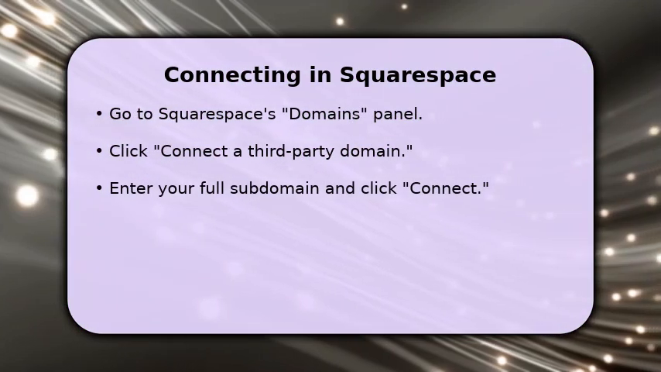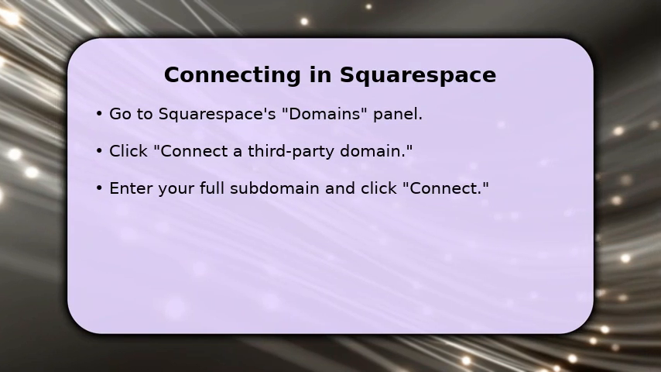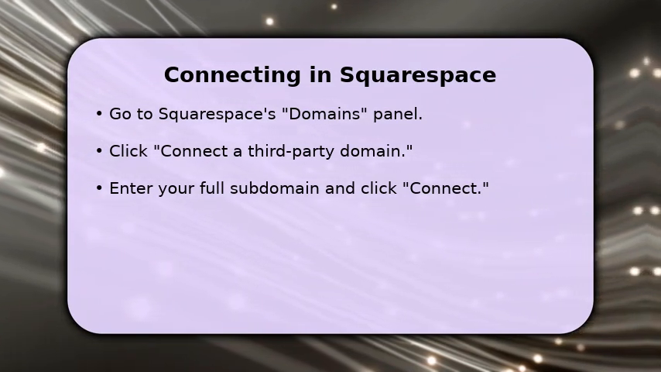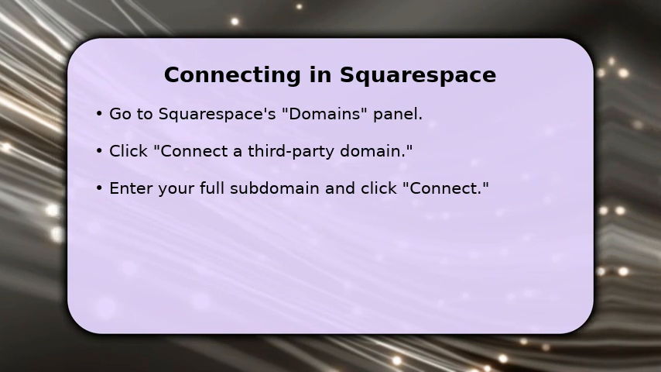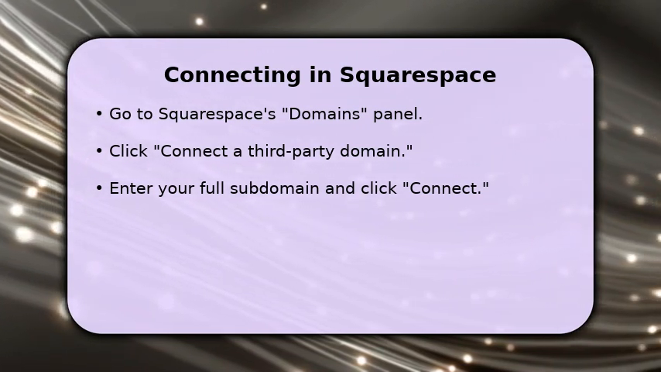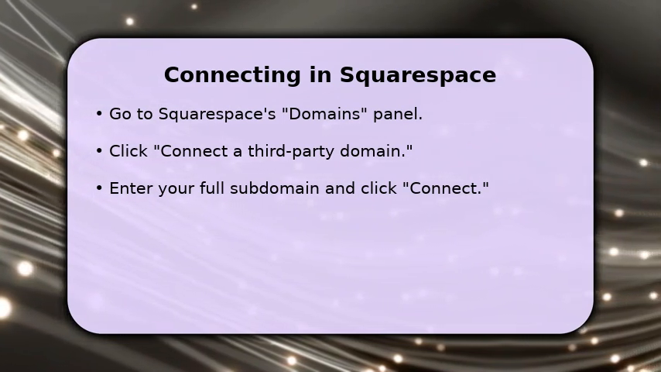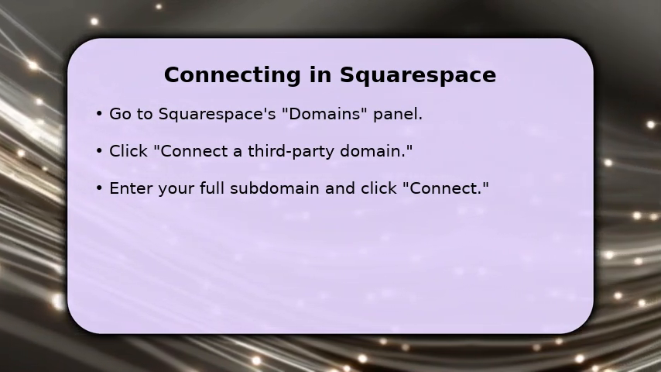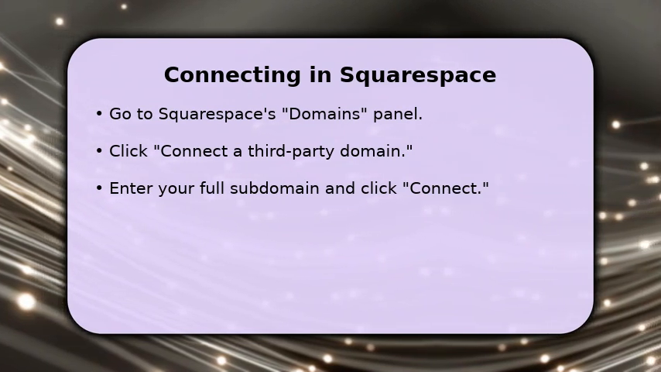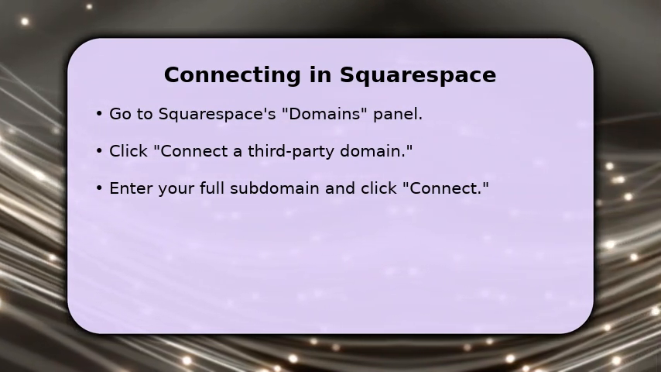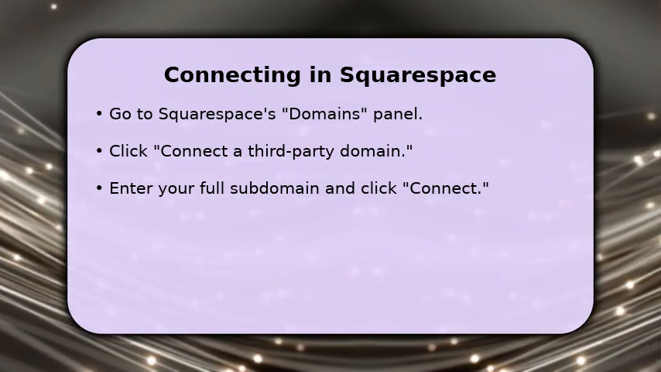Finally, head over to your Squarespace account. From the home menu, navigate to Settings, then Domains. Click on Connect a third-party domain and enter your full subdomain like blog.yourdomain.com. Squarespace will then guide you through the final verification steps. It might take up to 24 to 48 hours for the changes to fully propagate across the internet, so patience is key.